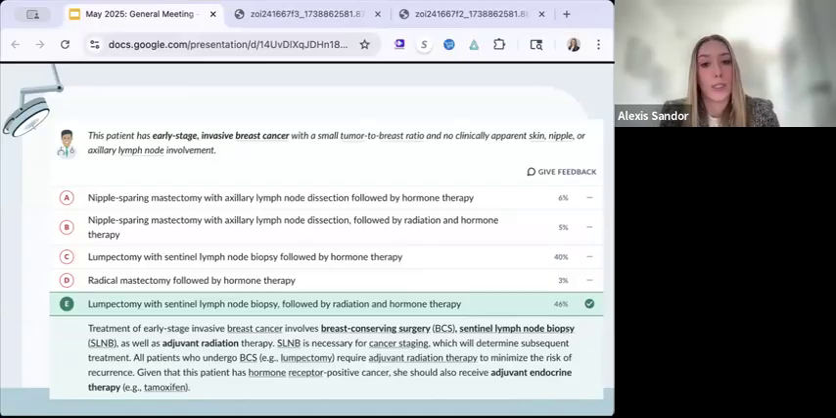risks of recurrence. Given that this patient has a hormone receptor positive cancer, she can also receive adjuvant endocrine therapy with tamoxifen or an aromatase inhibitor. So yeah. Good job, guys.